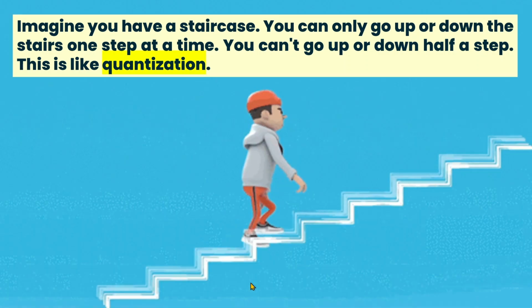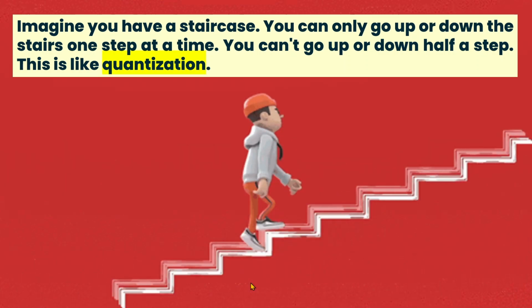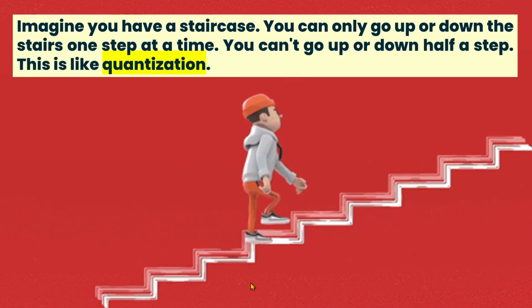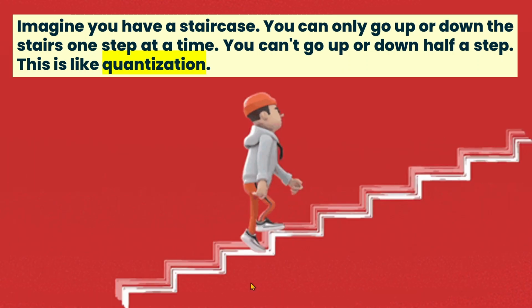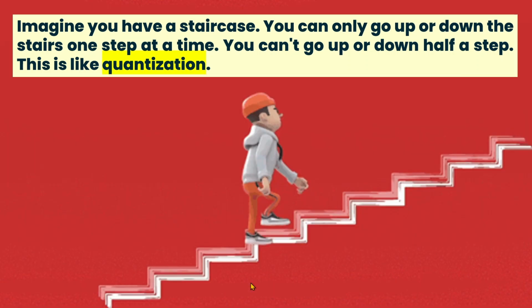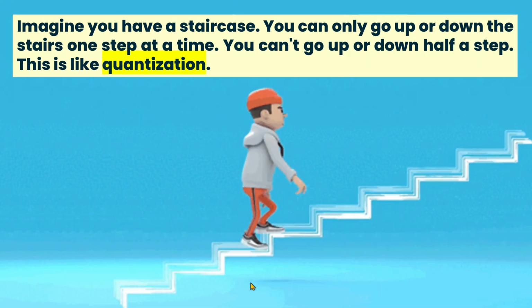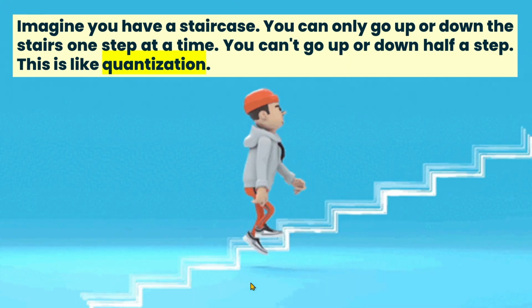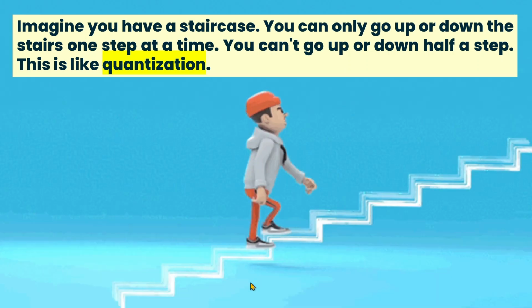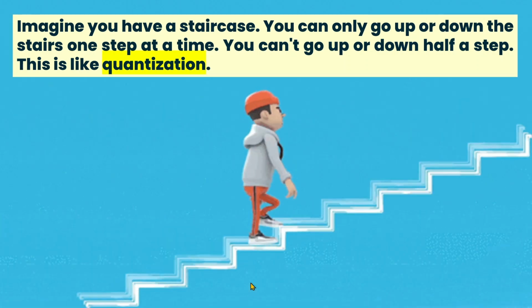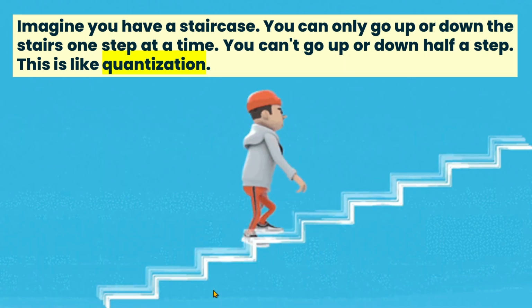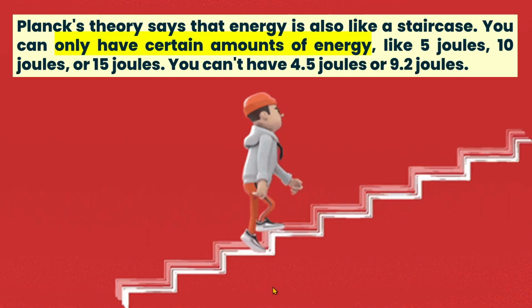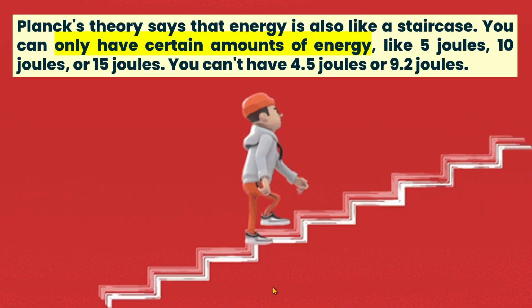If you imagine inside the atom, electrons reside in a specific level. And this is, by analogy, like a step in a ladder. You can only go up or down the stairs one step at a time. You can't go up or down half a step. And this is like quantization. Planck's theory says that energy is also like a staircase.